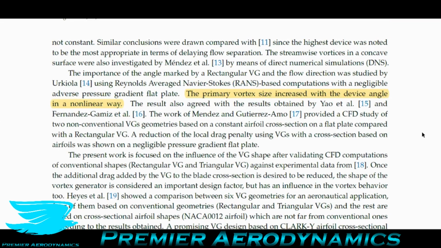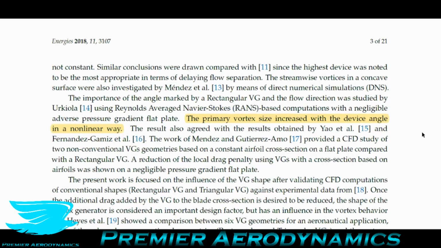One thing they say is the primary vortex size increases with the device angle in a non-linear way. That makes sense to some extent when you think about stall as well. This is actually quite meta when you think about it. When you have an airfoil which you're trying to delay stall on, so you put these objects on, but if you put them at too high an angle of attack, then they're going to stall as well. They may not produce as good a vortex.